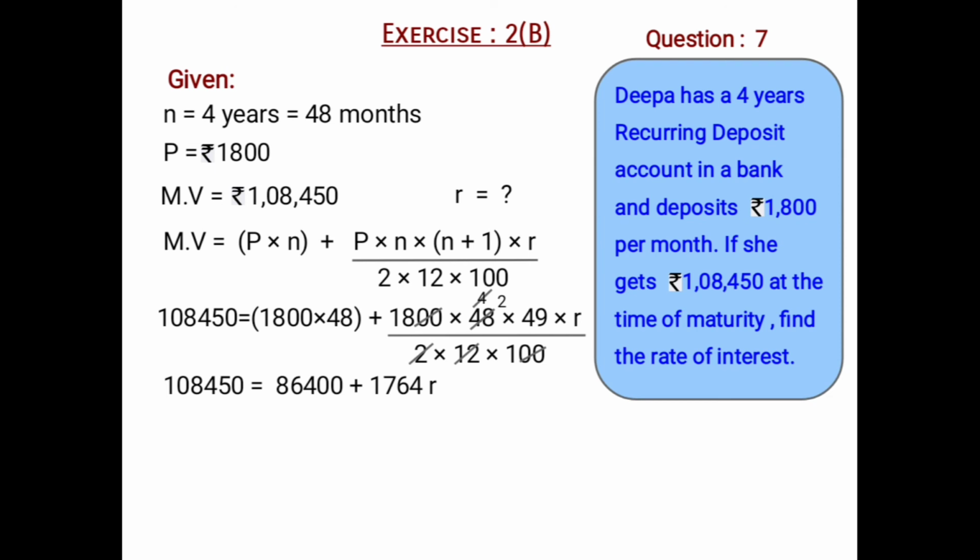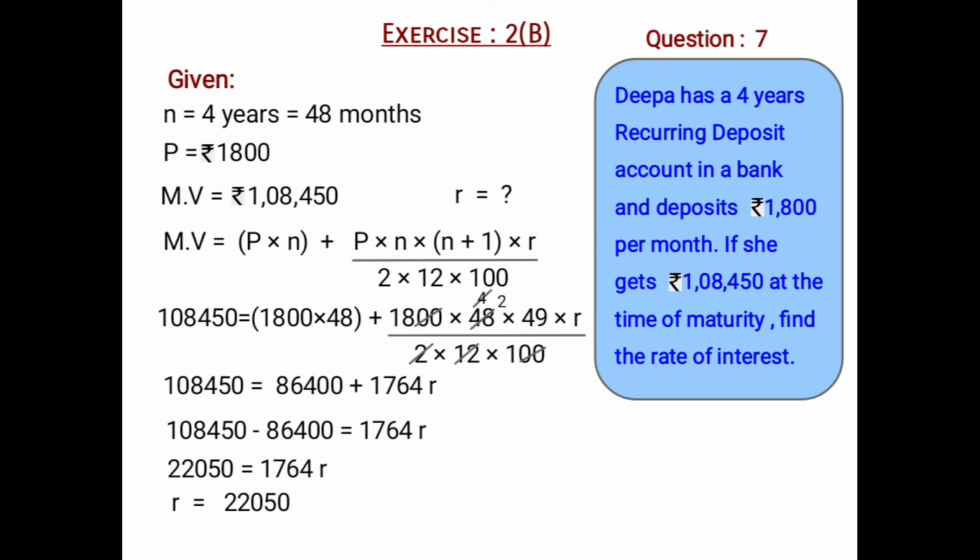Now I am going to bring 86,400 to the LHS side, that is 1,08,450 minus 86,400 equals 1,764 R. On subtracting this we will get 22,050 equals 1,764 R. Now R is equal to 22,050 divided by 1,764. Now on dividing this we will get R is equal to 12.5%.